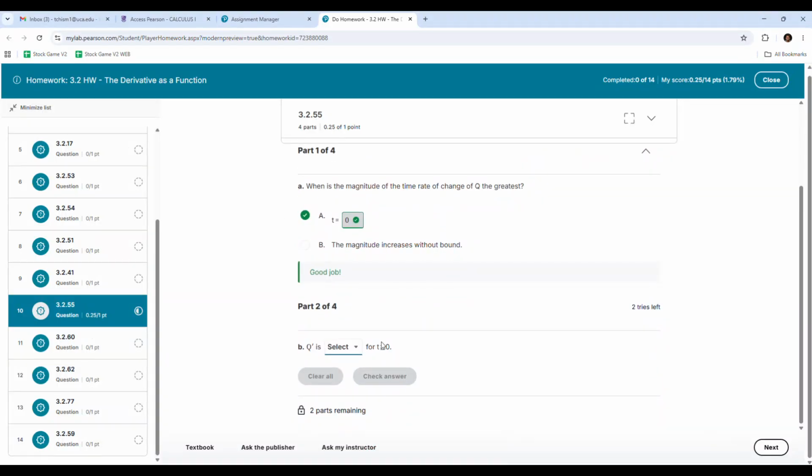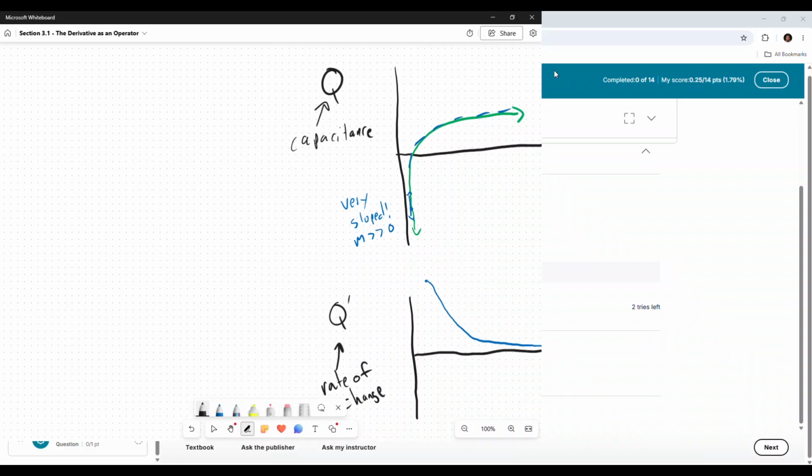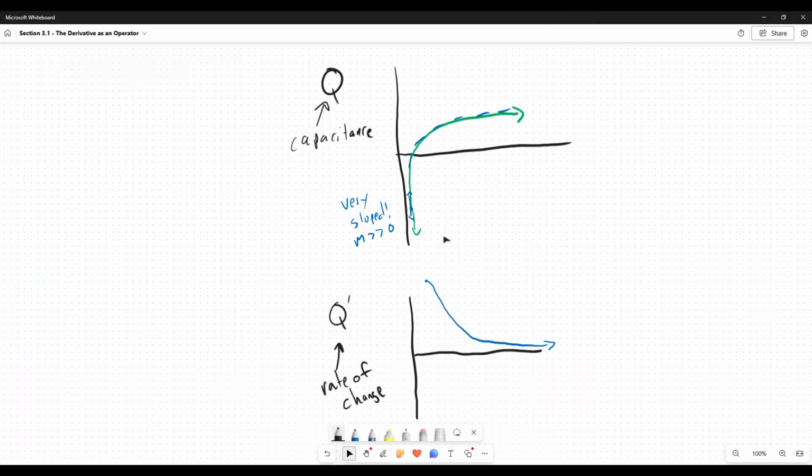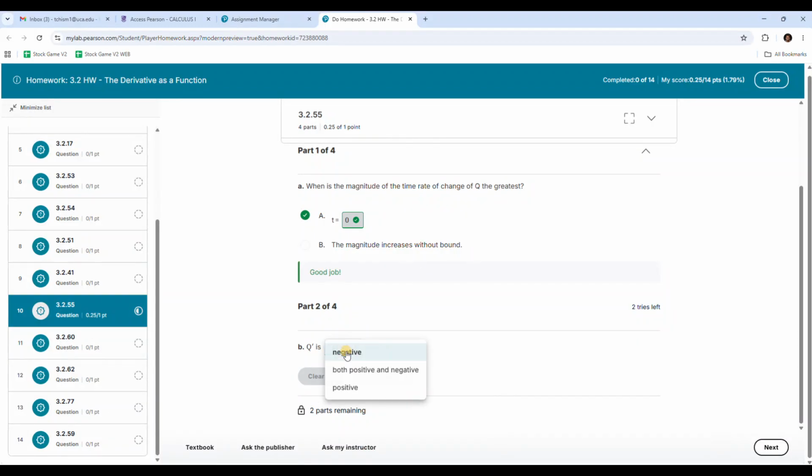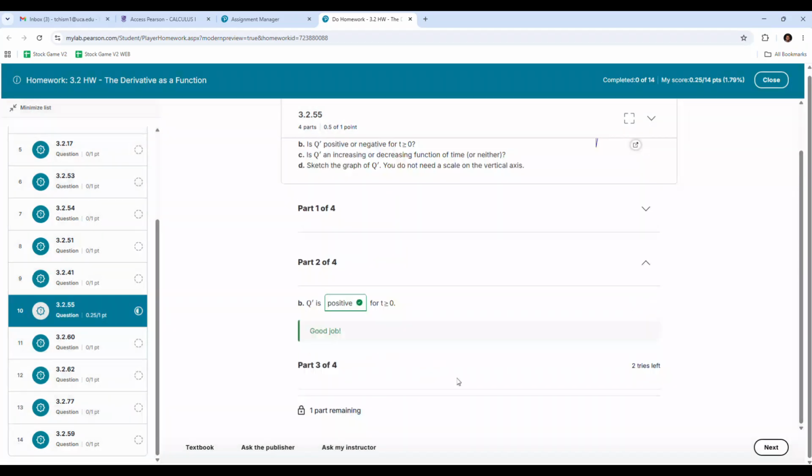Okay? Now, Q prime is blank for all t. And the options are positive, negative, or both positive and negative. As we start to compare these two, we can see it's heading towards 0, but it's never actually going to equal 0 just because we're leveling off. Which tells me, notice, it's all the way above the x-axis. All of these lines are positive. As we get closer and closer to 0, we can say that they're still always going to be positive for t greater than or equal to 0.